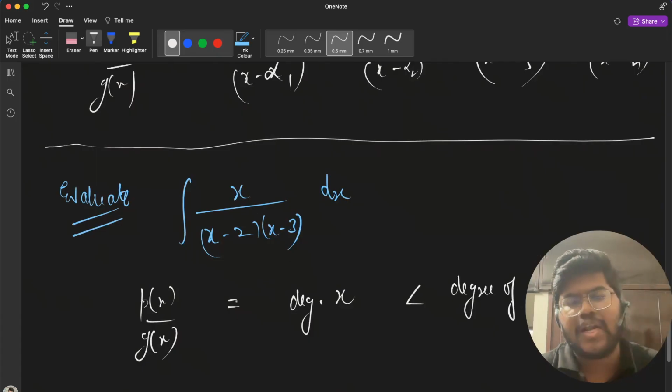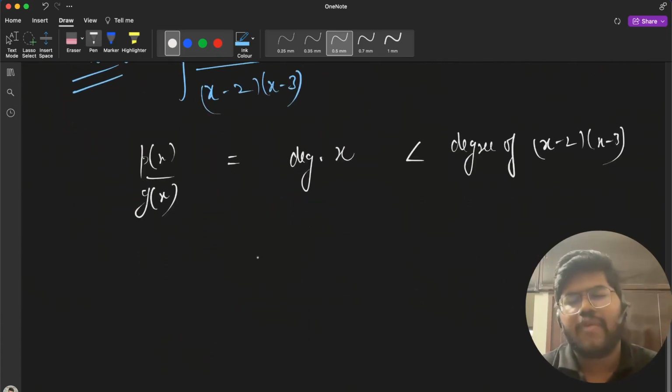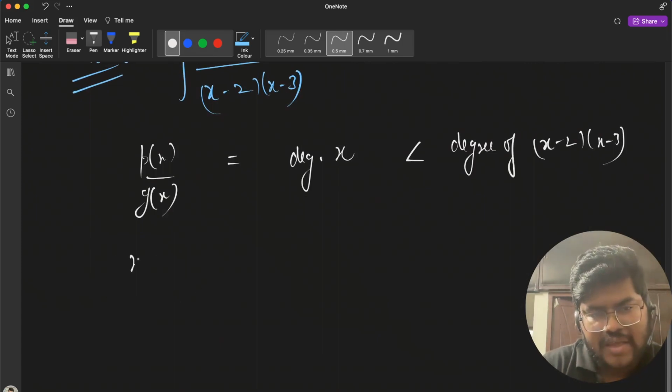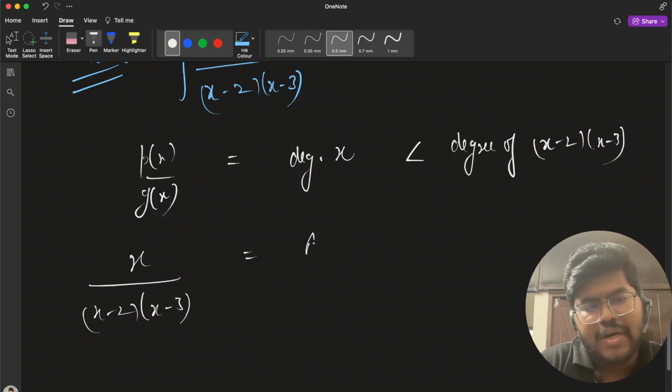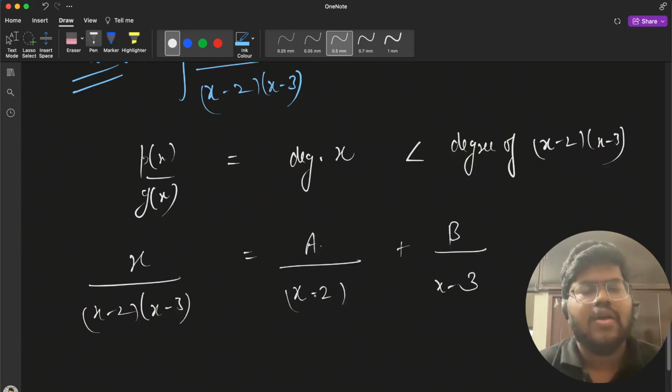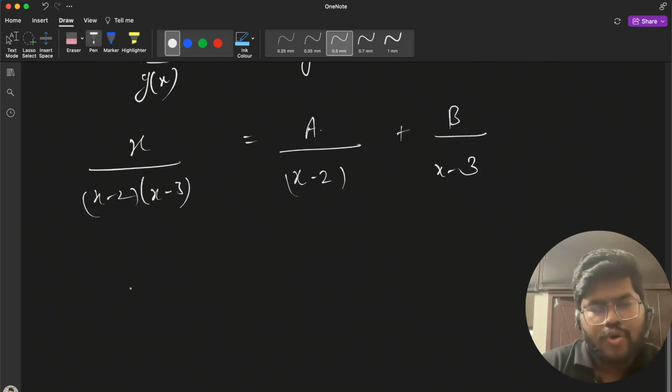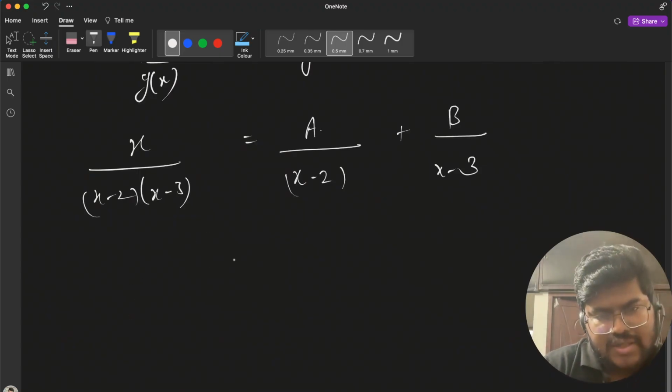So x minus 2 and x minus 3 are the linear factors we have seen in the denominator. So we have to write x upon (x minus 2)(x minus 3) as a upon x minus 2 plus b upon x minus 3. Now we have to find the values of a and b. So first of all, let us take the LCM.